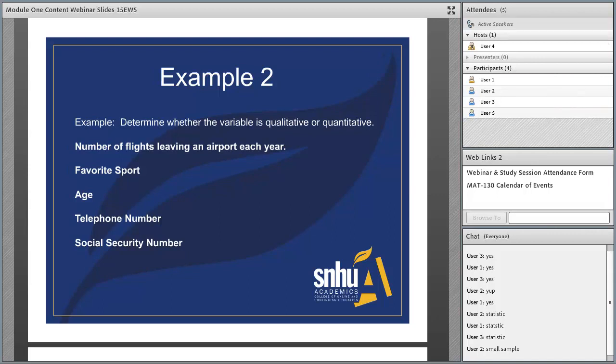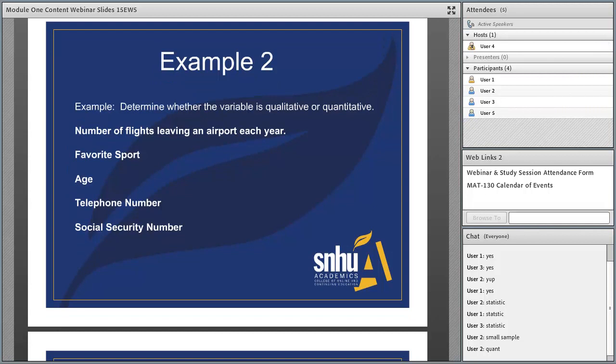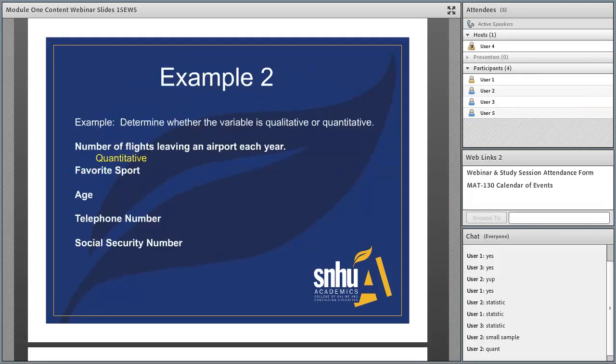Okay, so for each of these, we want to determine whether the variable is qualitative or quantitative. Remember, quantitative means a numerical meaning. So the number of flights leaving an airport each year. Is this qualitative or quantitative? Good. Okay, because that's a number, right? We can say there are 100 flights or 1,000 flights, and that number has meaning. It represents the number of flights. Okay, so that's quantitative. How about favorite sport?